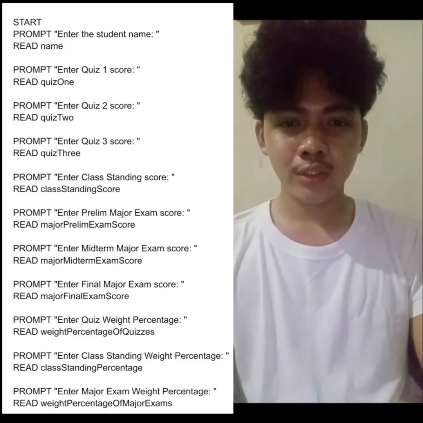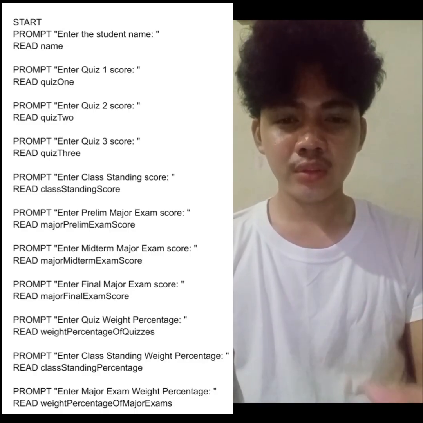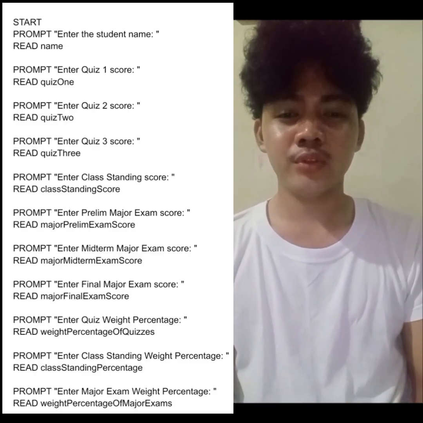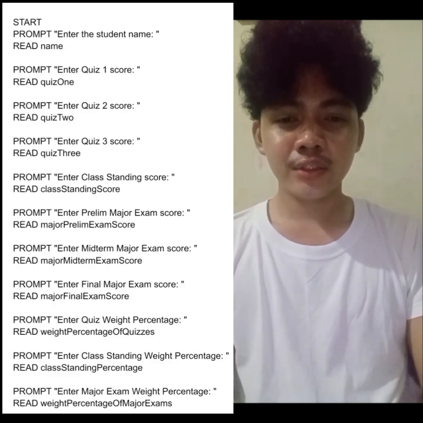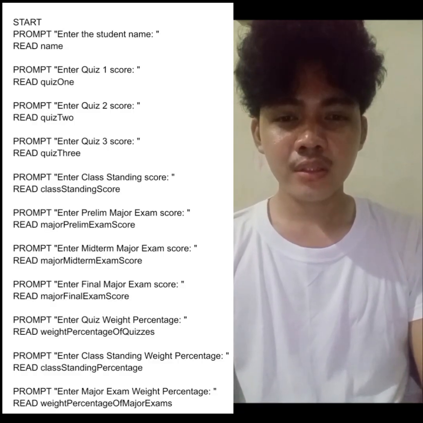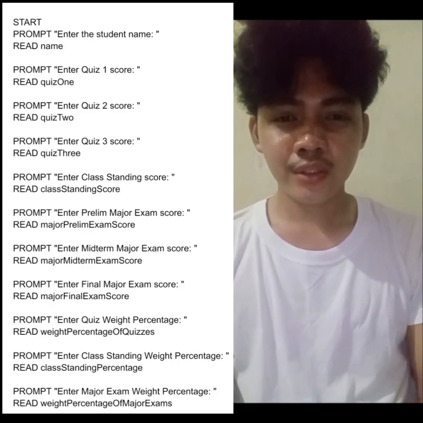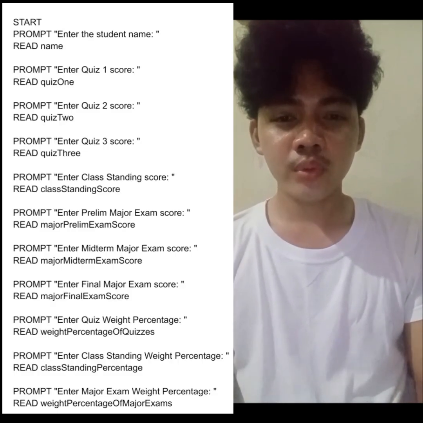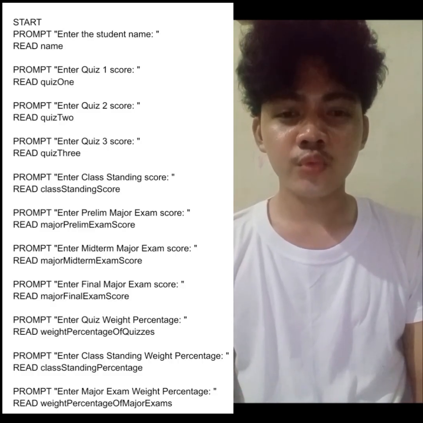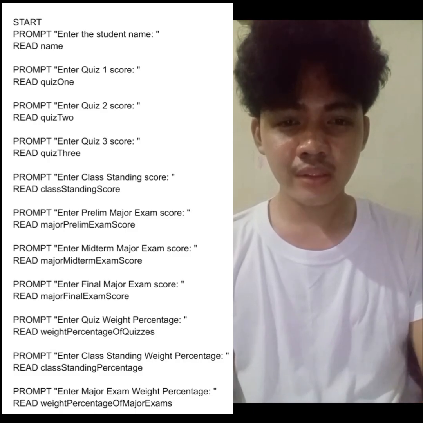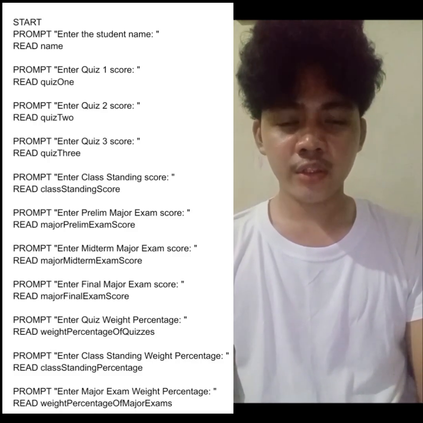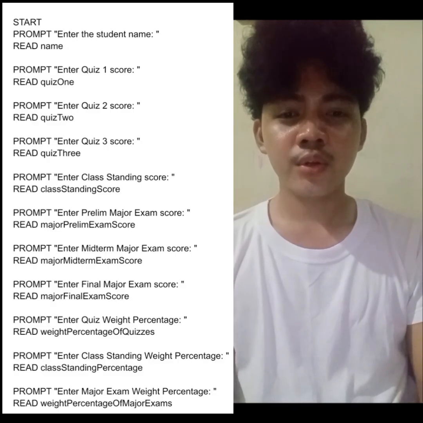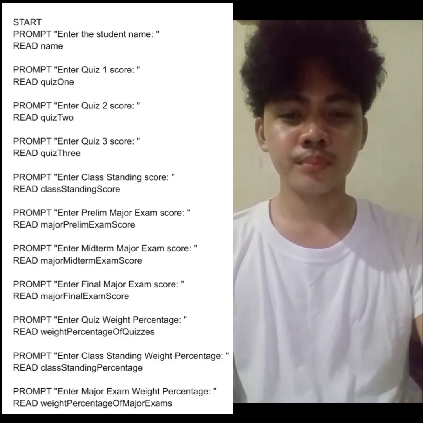So after the user inputs their information, their scores, their class standing, their weight percentages, it will be processed accordingly and will display a final output whether they are eligible for the dean's list, their honor classification, and the remark whether they passed or failed.